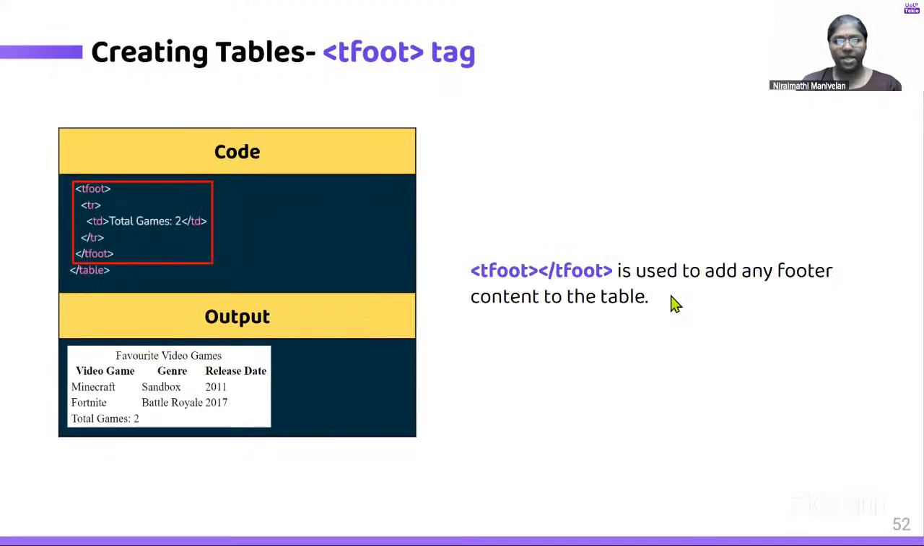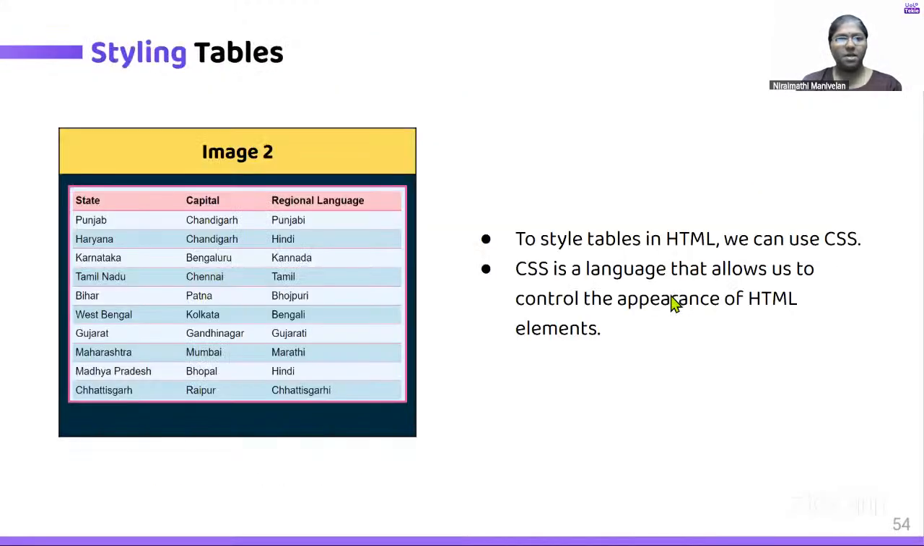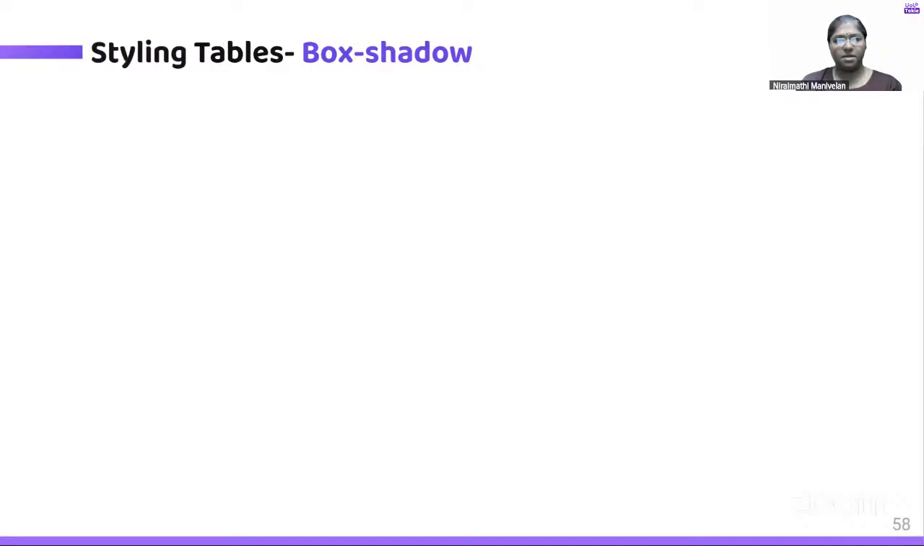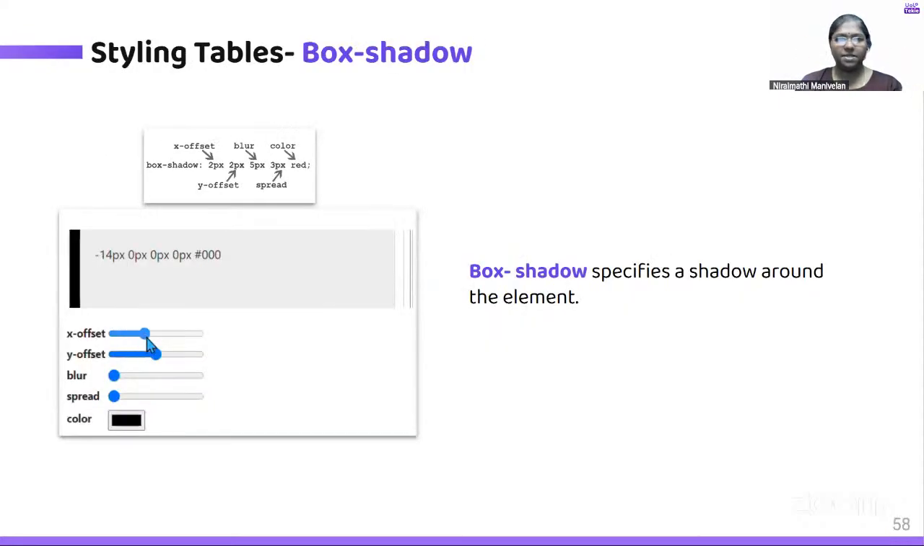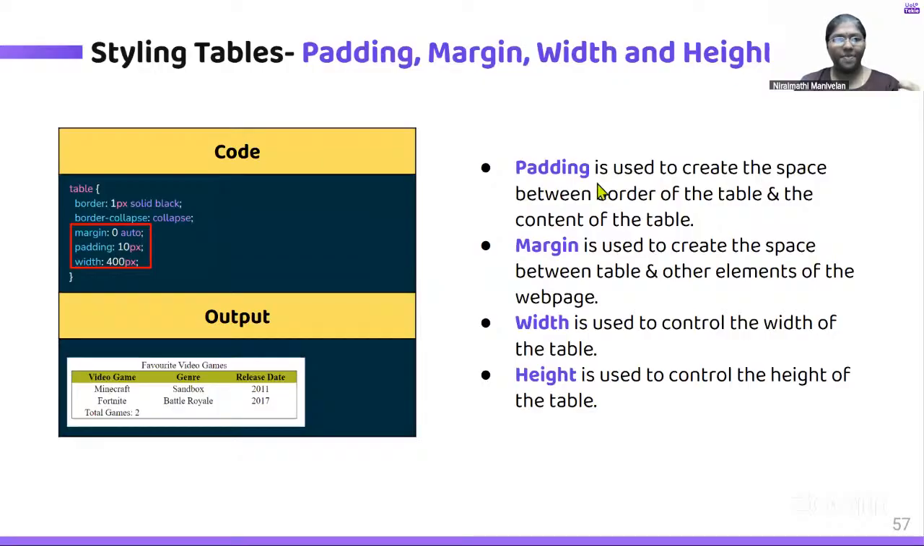So we have created the table. Even you can add margin, padding, and everything also. Padding, margin in the sense it will create the space around the things. See, padding, margin, width, height. You can create the width and height of the tables also. These properties also you can create.